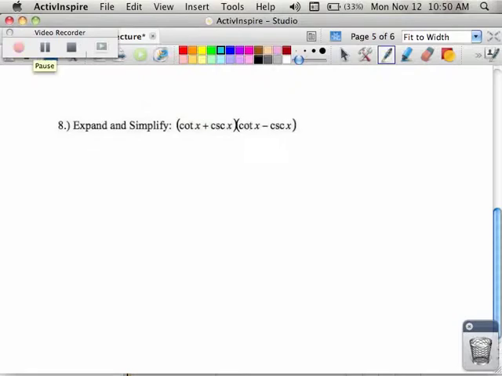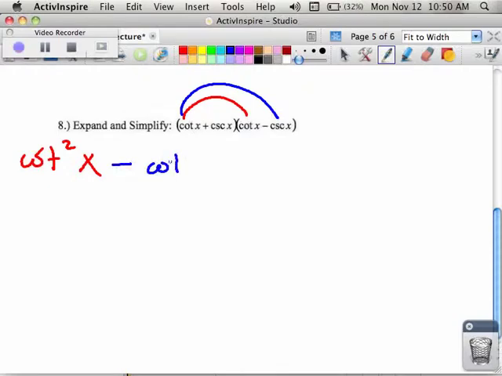Okay, so this is the last example that I'm going to do for you. It says expand and simplify. And you see two parentheses, so you think foil or multiply binomial expansion. So I'm going to do this. I'm going to go cotangent times cotangent, which is cotangent squared. And then I'm going to go with cotangent times cosecant, which is negative cotangent cosecant.